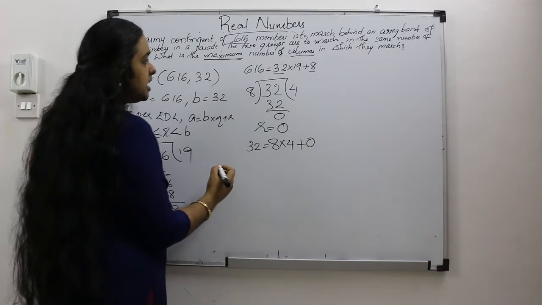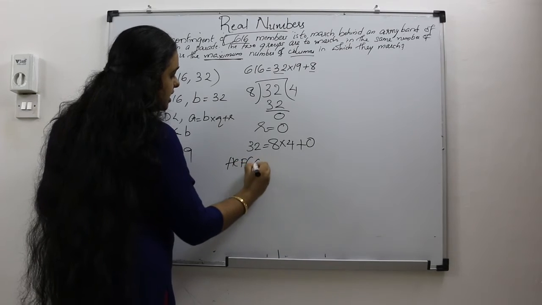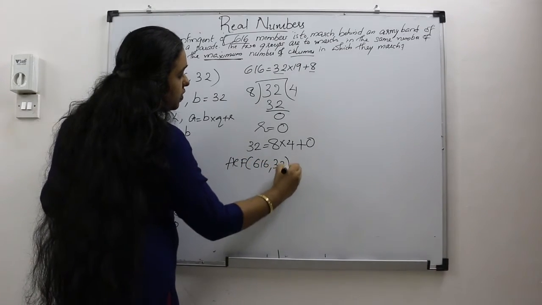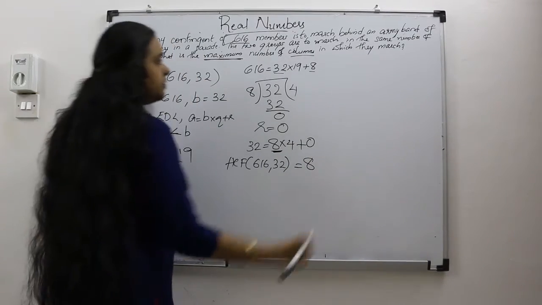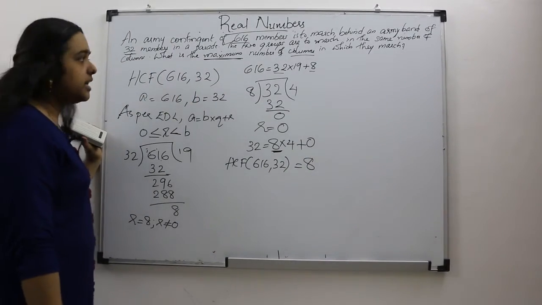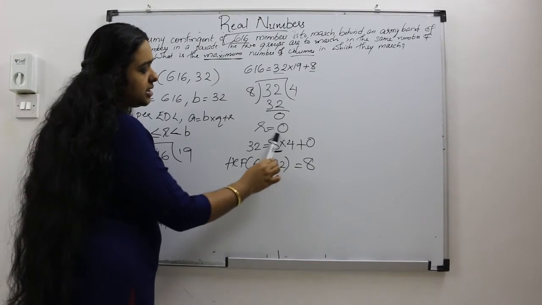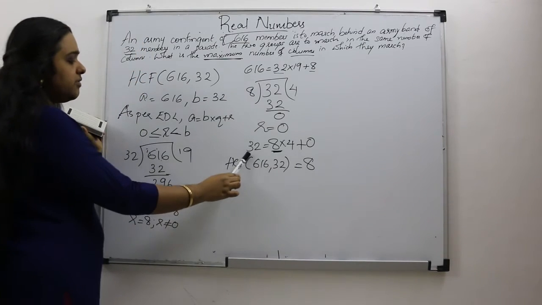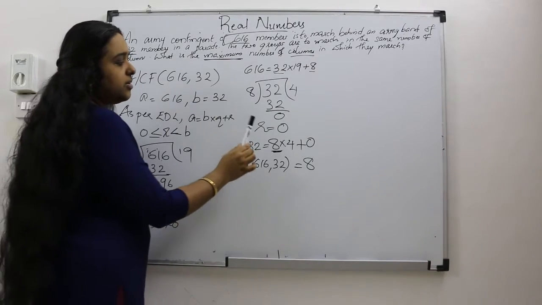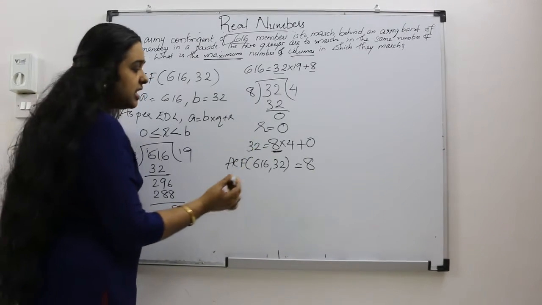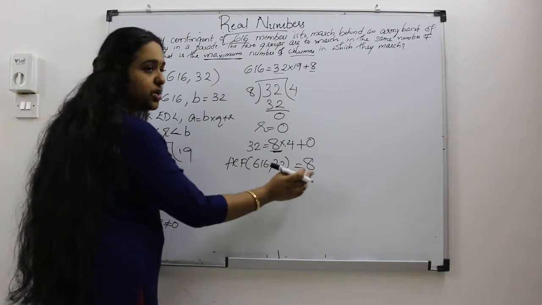Then what will be the HCF of 616 and 32? The HCF of 616 and 32 will be 8. Is it clear? Listen carefully. The HCF will be the divisor term. What we are writing is dividend equals divisor into quotient plus remainder. Once we get remainder equals 0, our HCF will be the term in the divisor position. So the HCF of 616 and 32 equals 8.